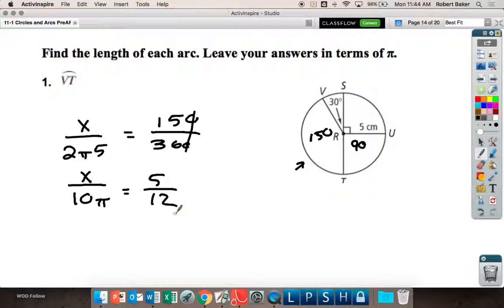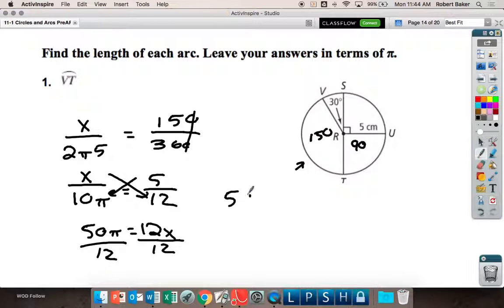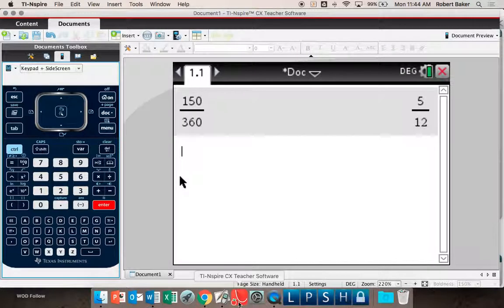5 times 10, x times 12. Divide both sides by 12. So we need to take 50 pi over 12 and simplify it. If that's too much for your brain, 50 over 12 and it simplifies to 25 over 6.